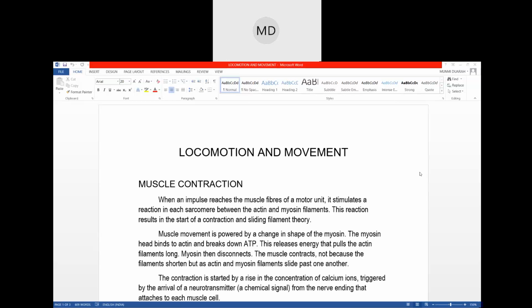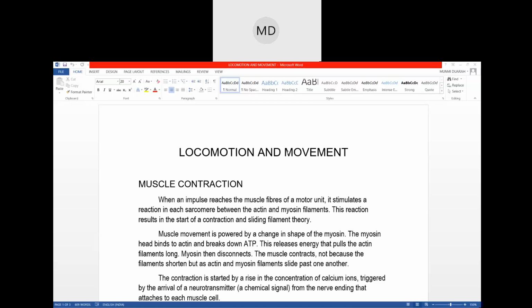Okay, so locomotion and movement. All of you know what is locomotion, what is movement, right? Almost the same meaning, right? So what is locomotion? What is movement? Ma'am, movement means when one part of our body moves. Ma'am, locomotion means when a person moves from one place to another place. Okay, which means we move from one place to another place.